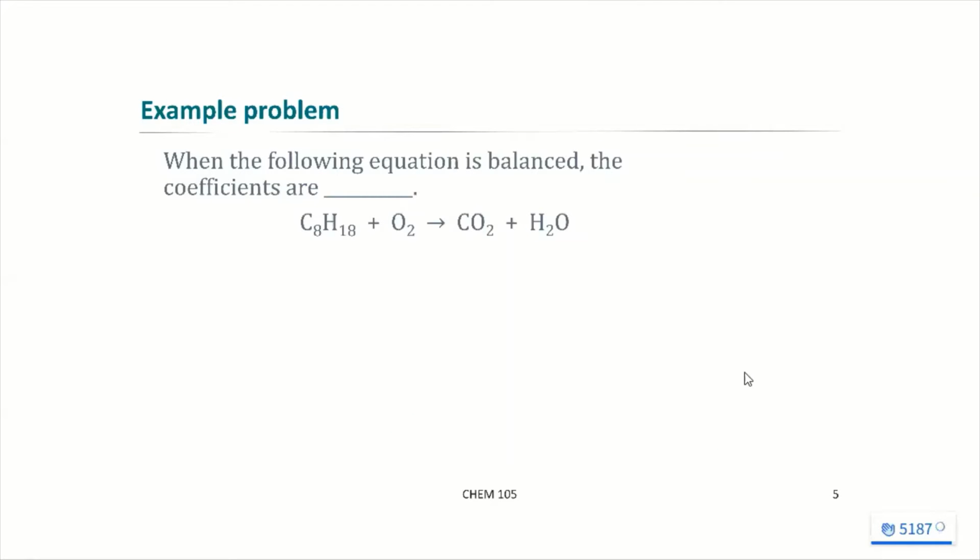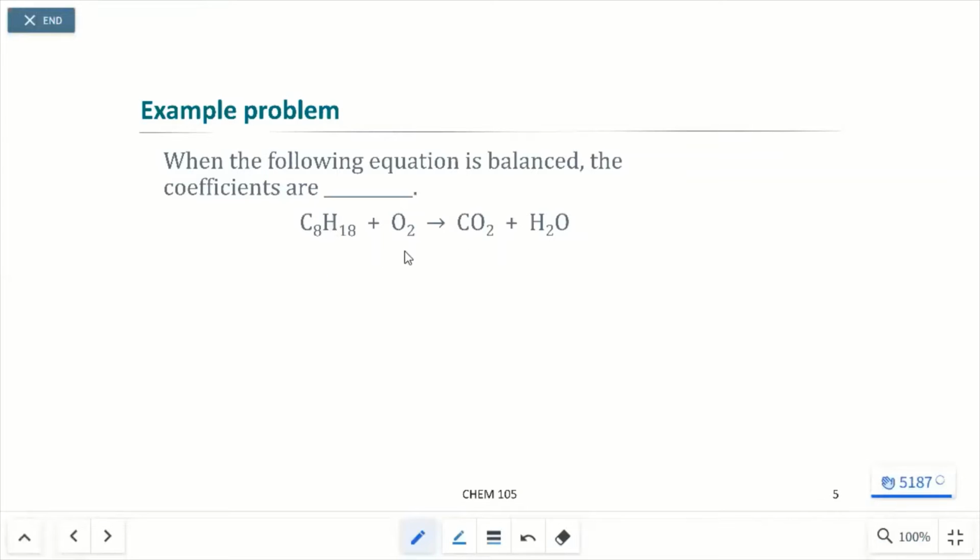So here's our first example problem. When the following equation is balanced, the coefficients are what? So right away, we can see that oxygen is going to be a problem for us. I've got oxygens on the left-hand side. I've got oxygens in multiple products on the right-hand side. So if you think about that third tip, this is where we would apply it. We're going to save oxygen for the last. Hopefully it works itself out.